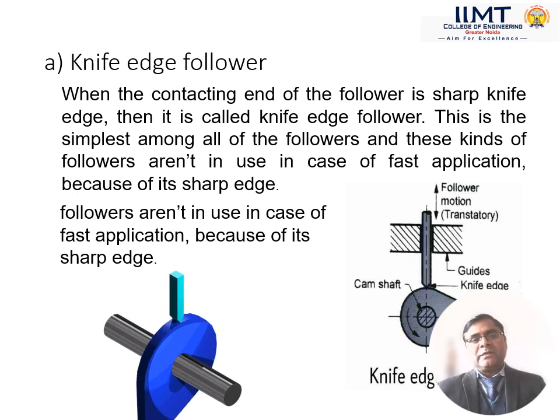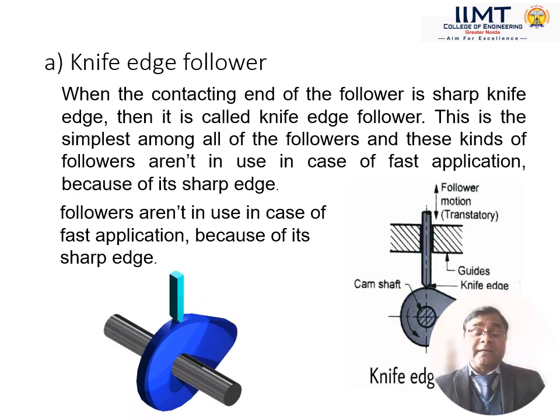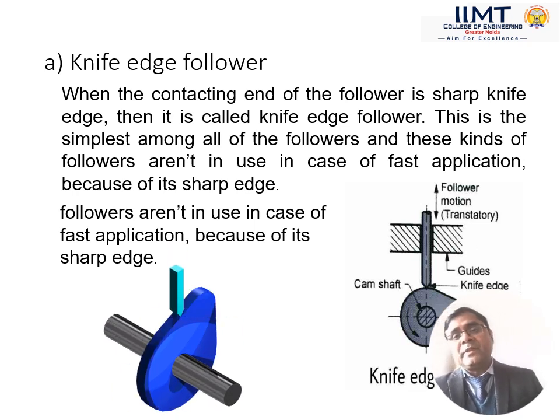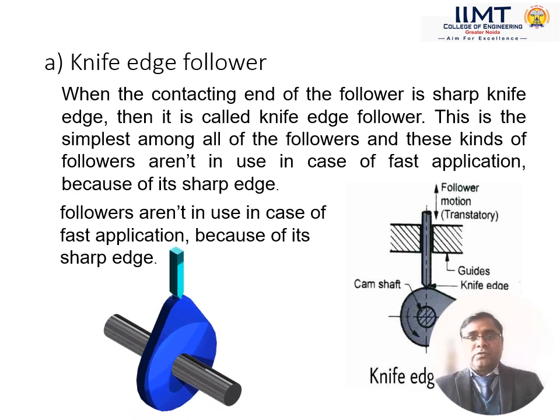So if you talk about the knife edge follower, the contacting end basically has the knife edge, and translatory motion takes place between both types of the surface. So due to the wear and tear at high speed, this type of follower is not used in high speed. So by using the roller follower, we can avoid such type of problem.